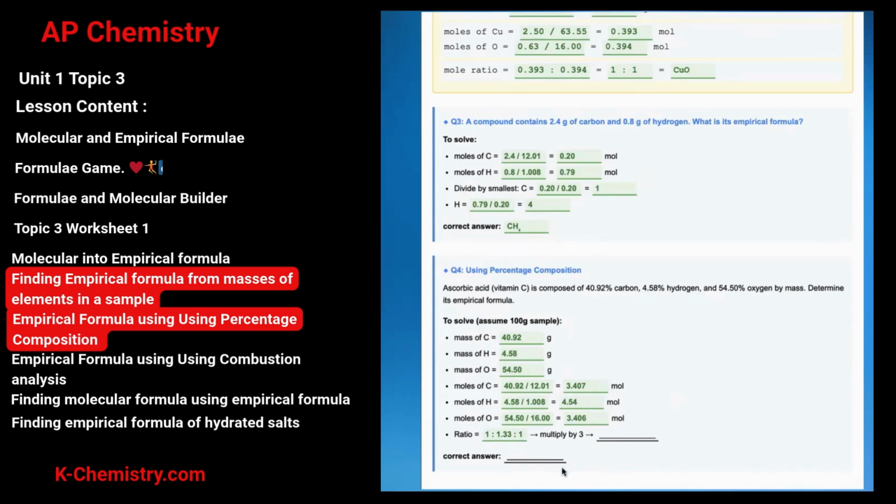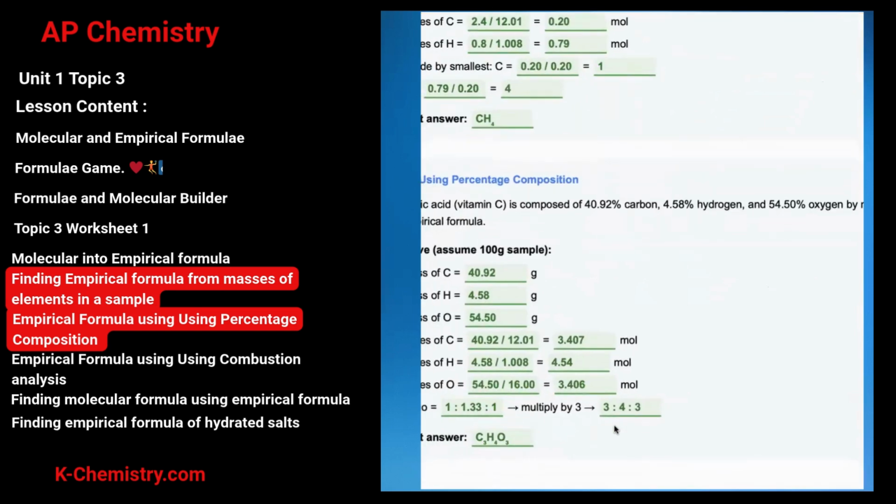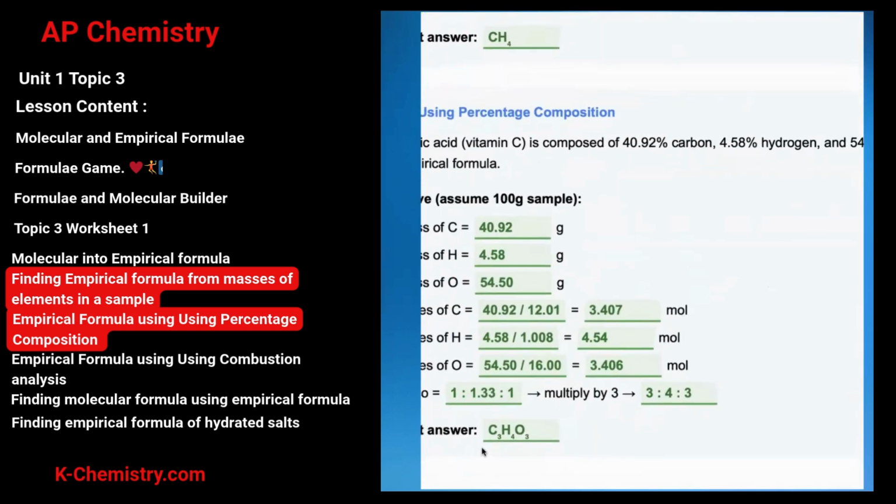You remember what we said when we get decimals? Multiply by a number until you get a whole number. If you multiply by 2, this will be 2, this 2, and this 2.66, so it's not enough. You need to multiply by 3. When you multiply by 3, the ratio will be 3 to 3.99, which I can say is 4, to 3. And the correct answer will be 3 to 4 to 3. This means that the ratio is 3 carbons to 4 hydrogens to 3 oxygens, C3H4O3.